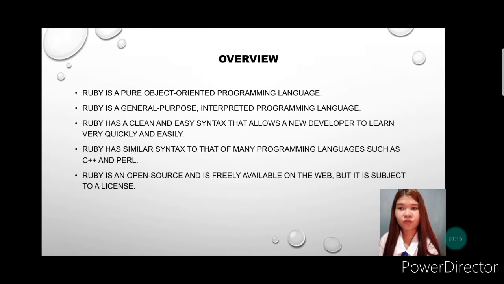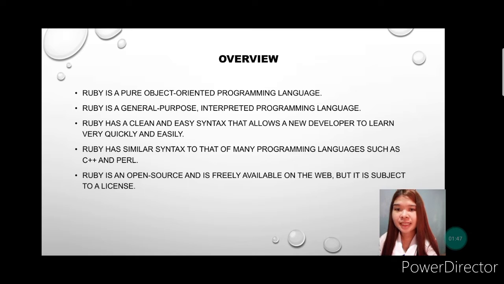So for a short overview, Ruby is a pure object-oriented programming language. A pure object-oriented programming language means that its core features treat everything in a program as objects. Second, Ruby is a general purpose interpreted programming language, so it can be used in almost everything.